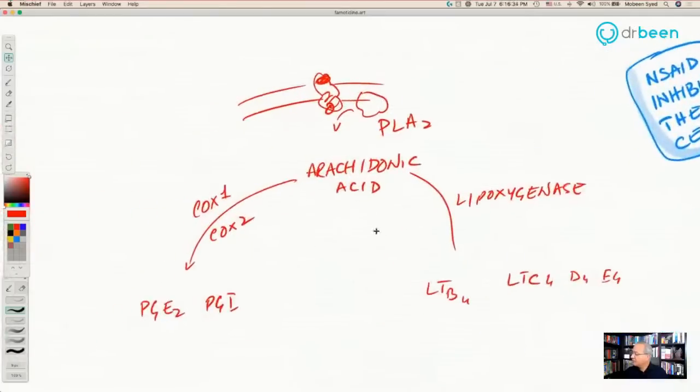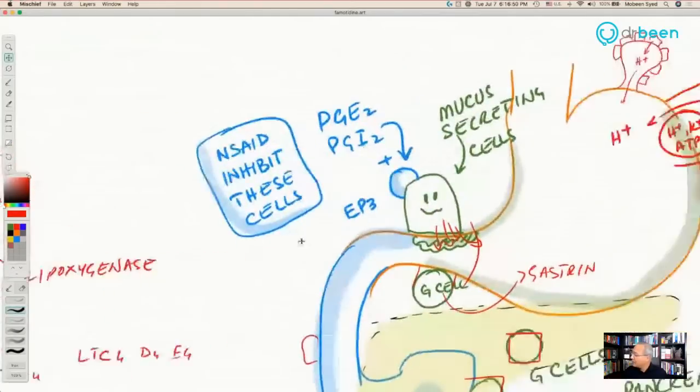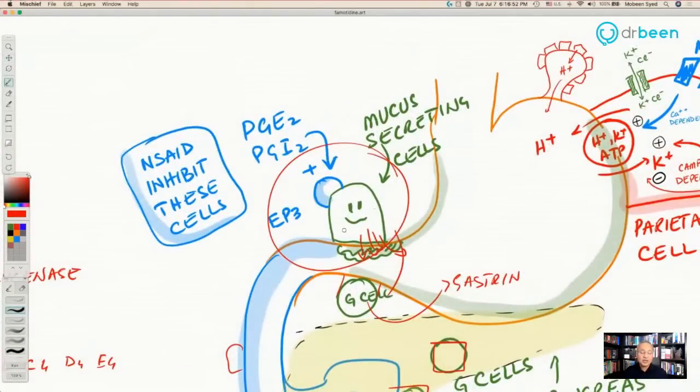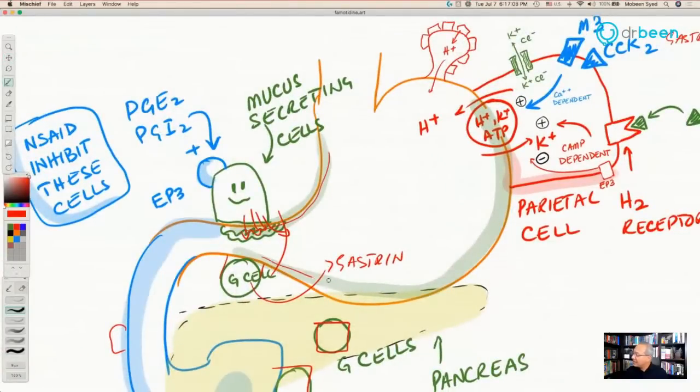Now, what happens is that when we give NSAIDs, these are the painkillers which are not steroidal, they block the cyclooxygenase pathway. That causes a reduction in the PGE2 and PGI2 production. And now if you go back here and see, this cell needs PGE2 and PGI2 to produce mucus. So when we give non-steroidal painkillers, they reduce the production of PGE2 and PGI2. In turn, the mucus cell would reduce production of mucus, and the protective layer on the stomach will be reduced.